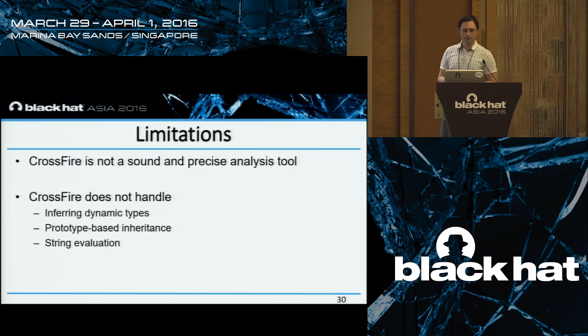So for the limitations, Crossfire is not designed to show the absence of vulnerabilities, but instead it is designed to find the existence of vulnerabilities. So it is not a sound and precise analysis tool. And it doesn't handle inferring dynamic data types or prototype-based inheritance. And it doesn't handle string evaluation: if you have any string code in an eval function or setTimeout function, it doesn't evaluate them.